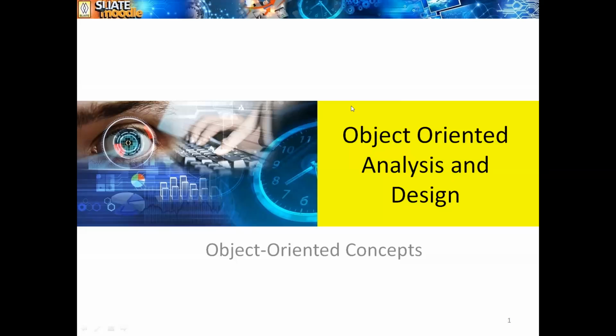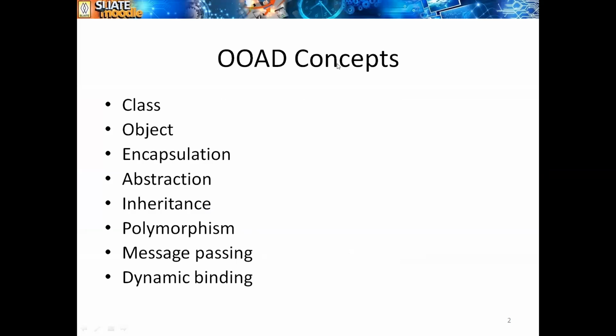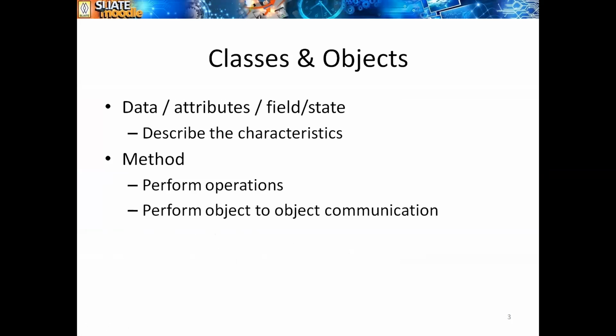Object-oriented analysis and designing. Object-oriented concepts. These are some object-oriented concepts. Among these concepts, today I'm going to explain class and object. A class consists of attributes and methods. Attributes help to describe the characteristics of any entity.